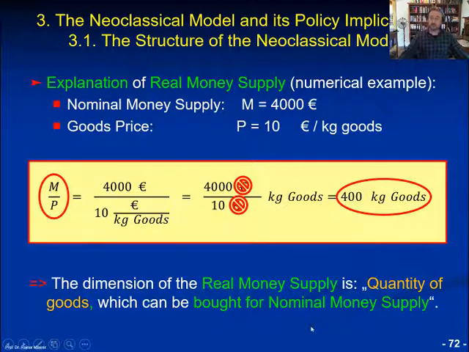So the dimension of real money supply is quantity of goods which can be bought from nominal money supply. And this shows the similarity with the real wage rate, where the dimension was quantity of goods which can be bought for 1 hour work.